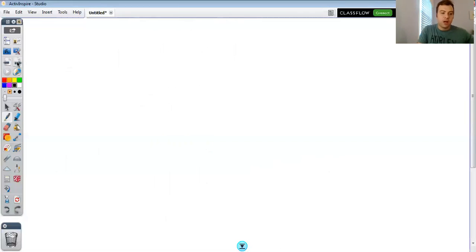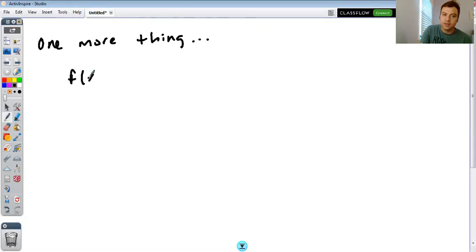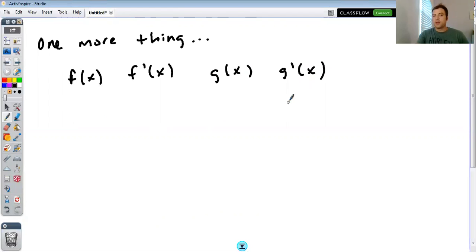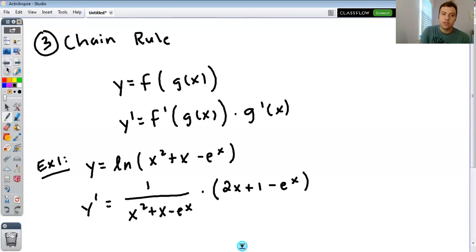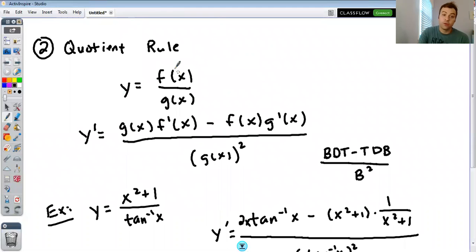All right, let's move into some other ideas. Just an extra note here: I would be ready to do these derivatives not just with functions, but with generic functions, where maybe they give you different values. Like maybe you have a table that gives you f of x, f prime of x, g of x, and g prime of x, and you have to pull values from that table using the rules that we just did. That's why on each one, I wrote it in this notation first, like for the chain rule or for the quotient rule.